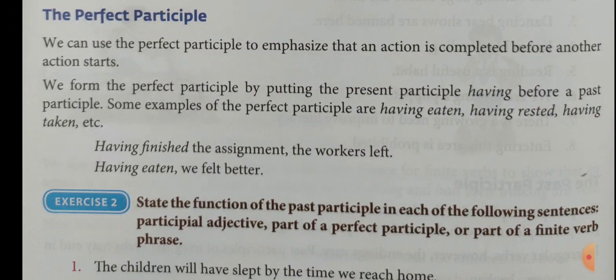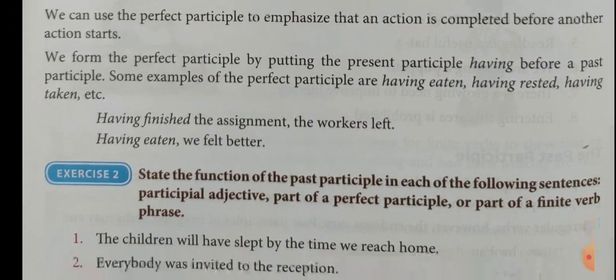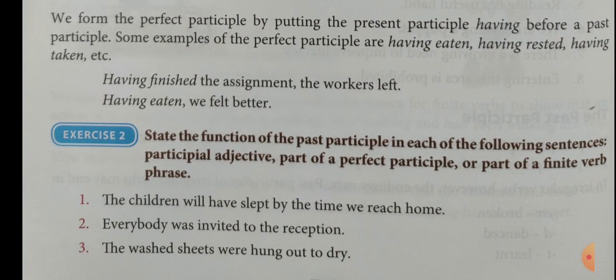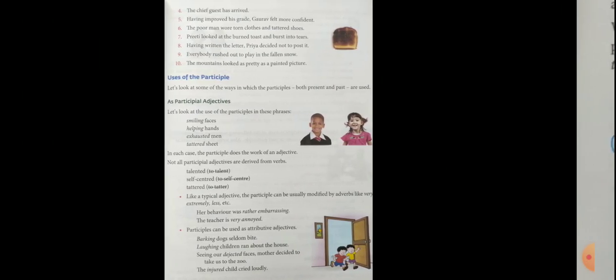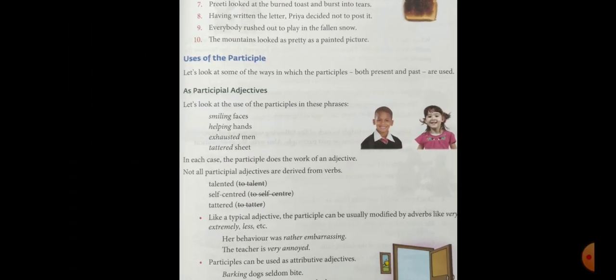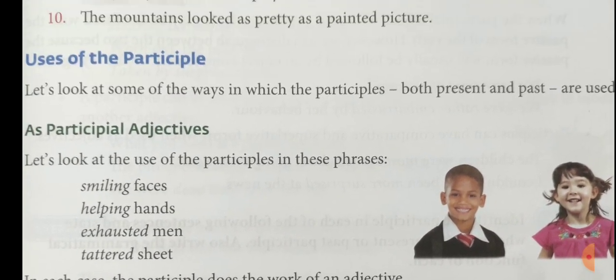Exercise 2. State the function of the past participle in each of the following sentences: participle adjective, part of a perfect participle, or part of a finite verb phrase. The answers will be given at the end. Now let us move to uses of the participle. Let us look at some of the ways in which the participles, both present and past, are used.